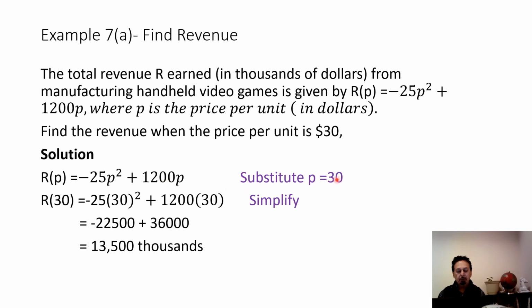Substitute P is 30, so it becomes R of 30 equals minus 25 times 30 squared plus 1200 times 30. Now we simplify. 30 squared is 900, times 25 gives you minus 22,500, plus 1200 times 30 would be 36,000. Combining these gives you $13,500.